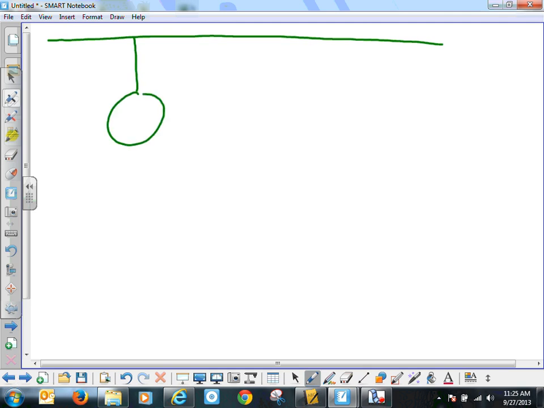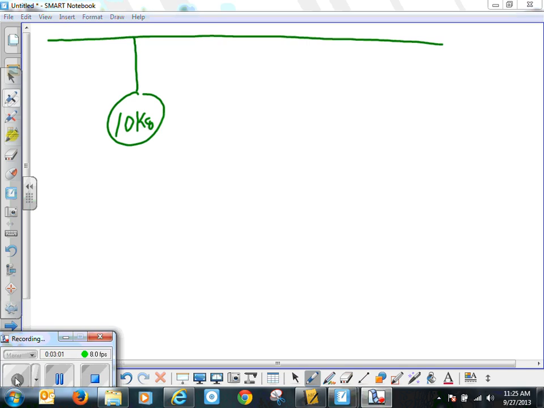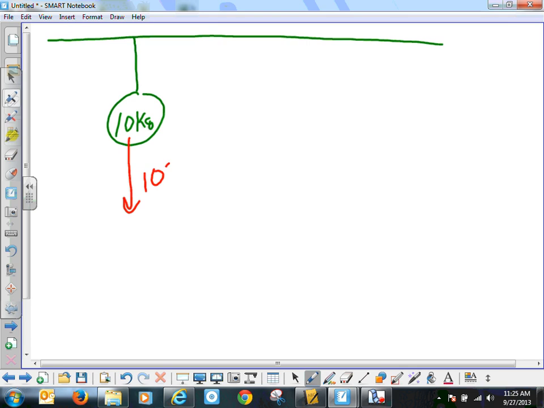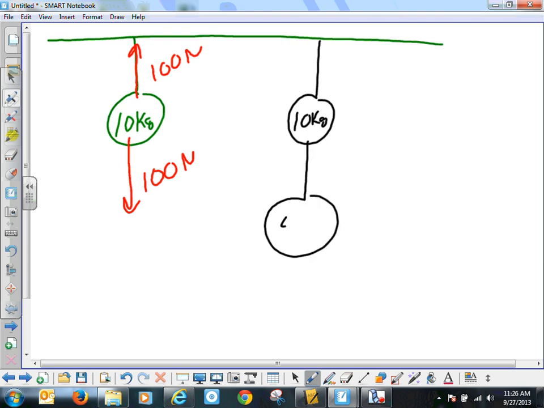So we've got a 10 kilogram mass. My question is, what is the tension? Okay, well, the force of gravity on this object here is 100 newtons. So the tension must be 100 newtons as well, otherwise the thing would be moving. And it's not, okay? So now my question is, I've got a 10 kilogram mass, and I've got a 5 kilogram mass. And my question is, what are the two tensions?